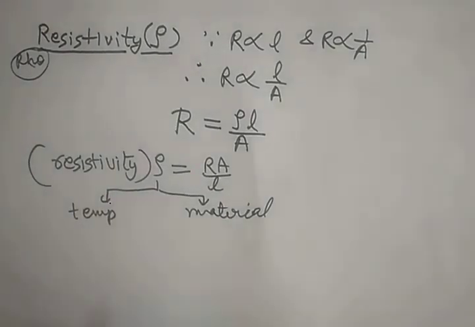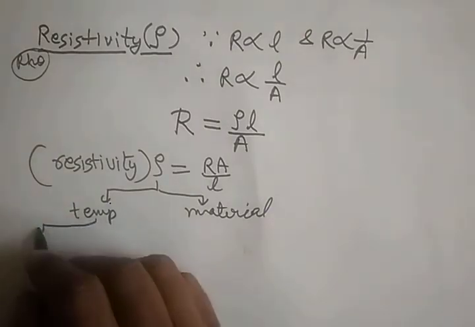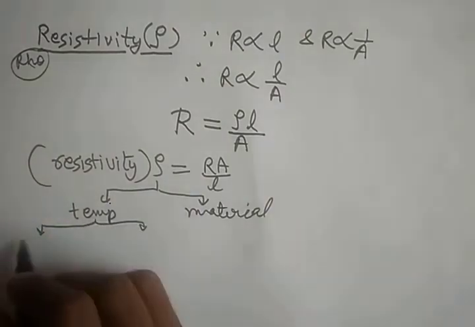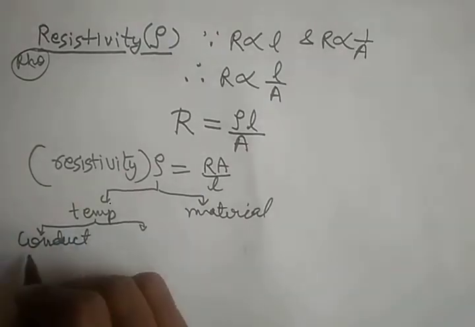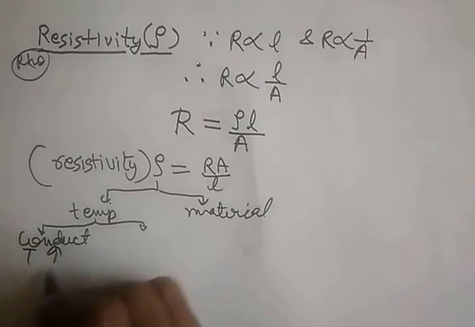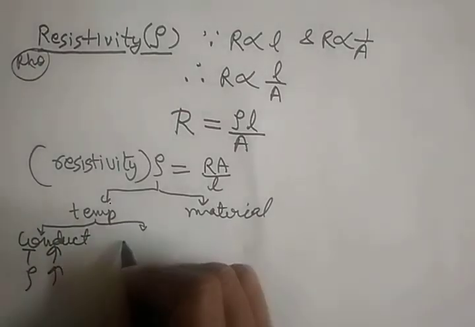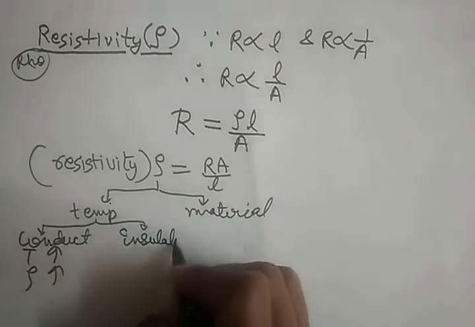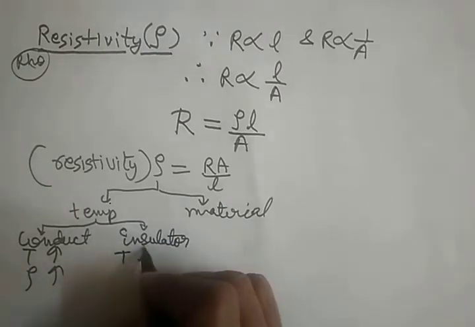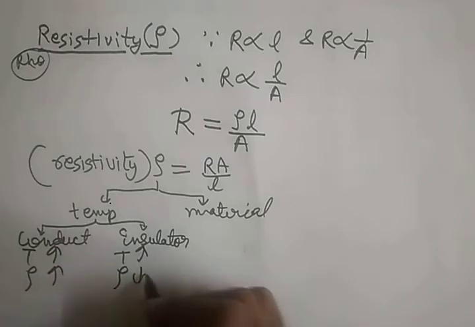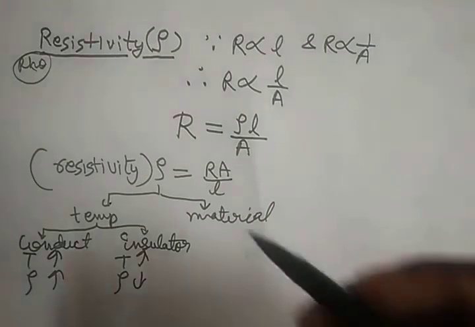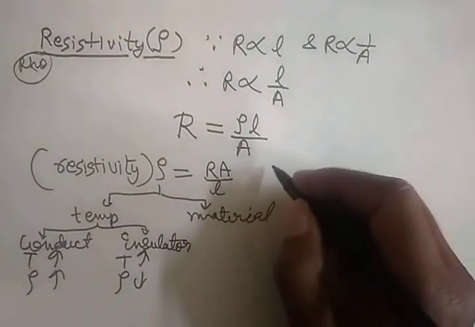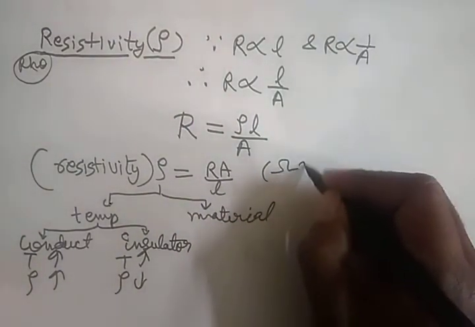Anyway, it depends upon temperature in the same way as resistance does. So for conductors, if temperature increases, then resistivity also increases. And for insulators, if temperature increases, then resistivity decreases. And in terms of material, different materials have different resistivity. Its SI unit is ohm meter.